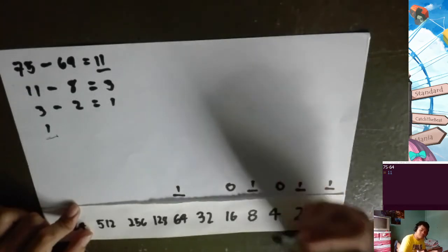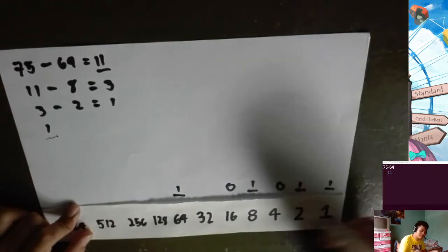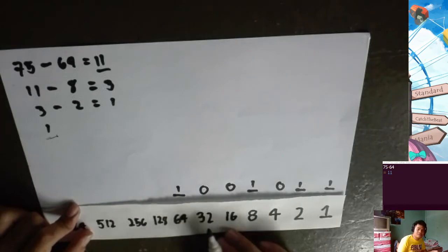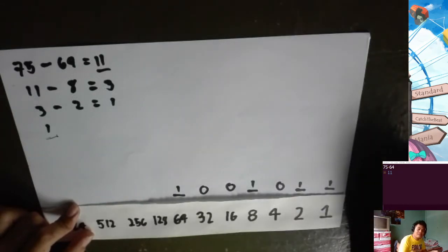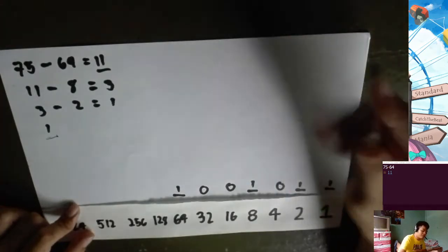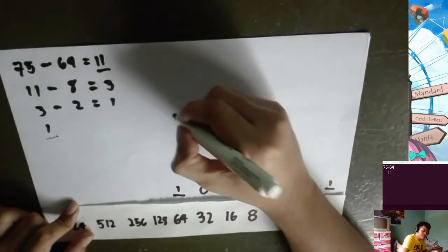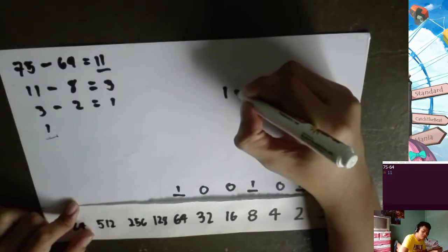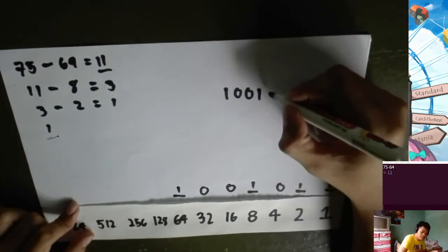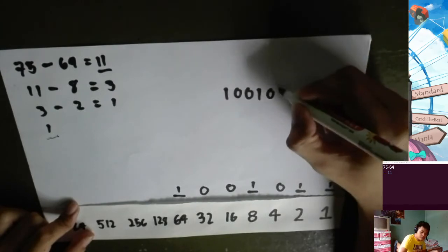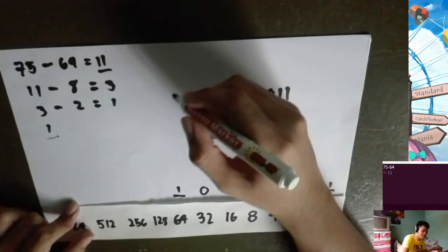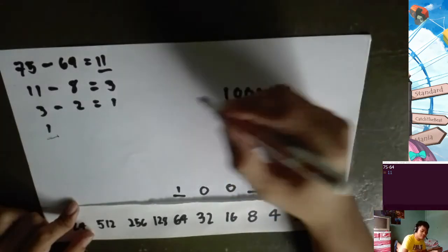0 above our 16 because we did not use it. And 0 also above 64. 0 also above 32 because we did not use it. And now we ended up with the numbers. Let me make it more clear. So we ended up with the numbers 1, 0, 0, 1, 0, 1, 1. So this is 75 in binary.